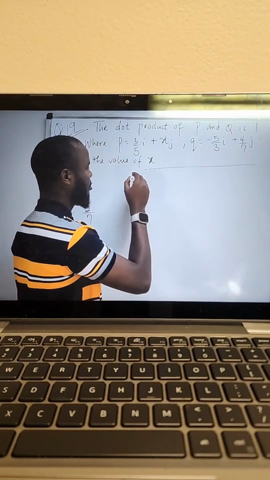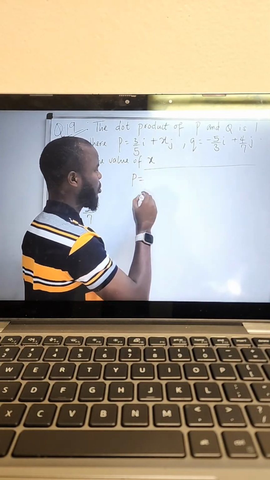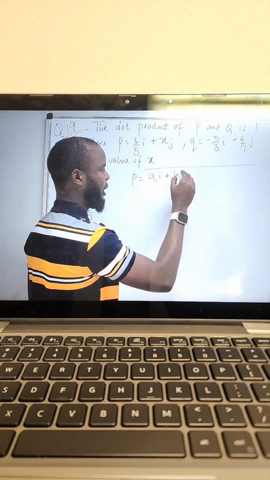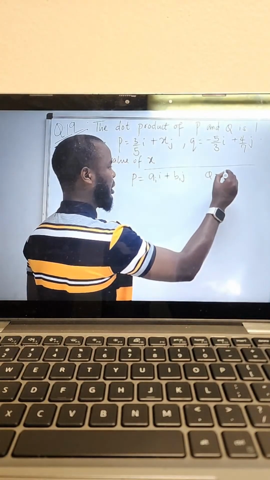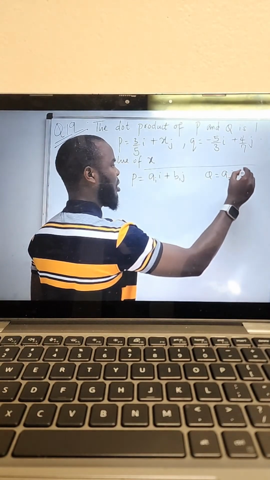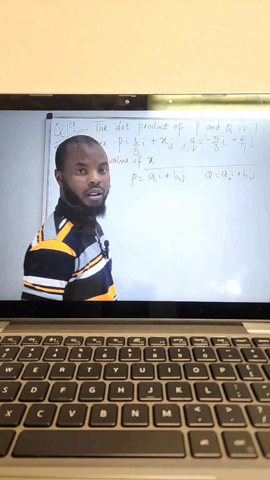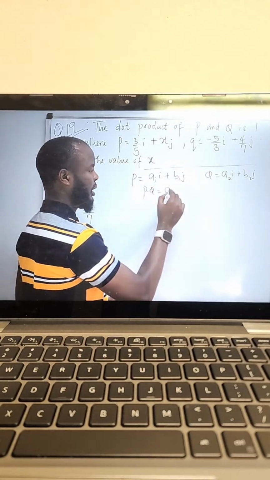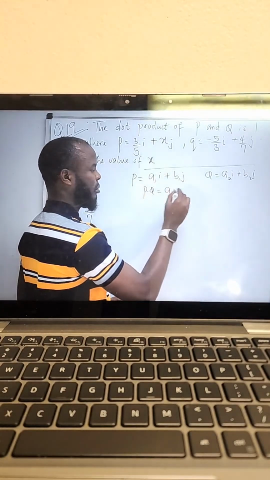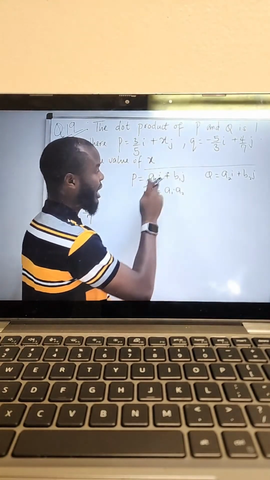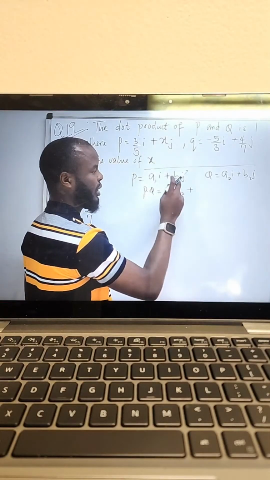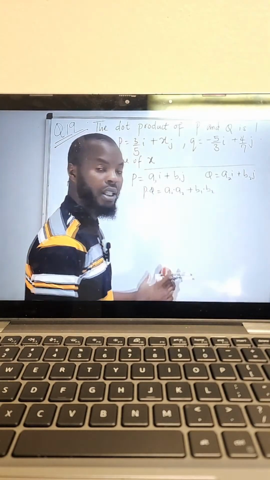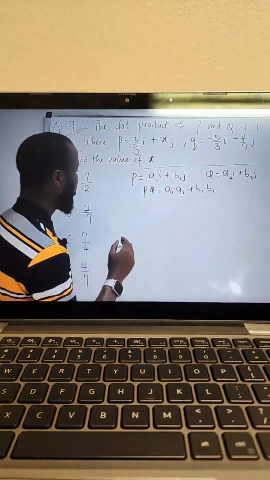You see, when we have an example of this, P equals A1I plus B1J, and we have Q to be A2I plus B2J. If you want to find the dot product of these two terms, just multiply A1 by A2, because they are both having the same thing. So multiply the coefficients, B1 multiplied by B2. You multiply the corresponding coefficients together. That's it. Now let's use the same approach.